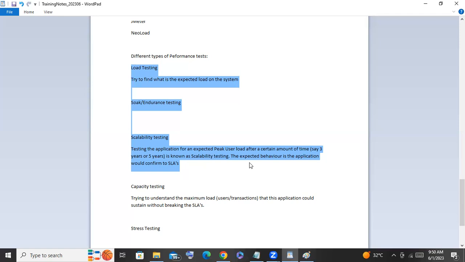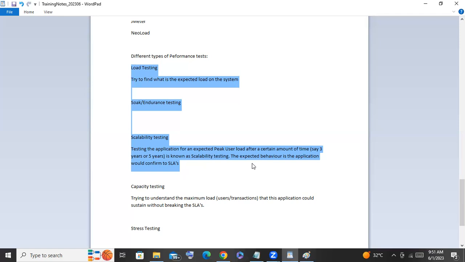Okay, so usually we won't do the endurance testing at that kind of loads. But then guys, as I said, there is no compulsion. It is all dependent on your project requirements.